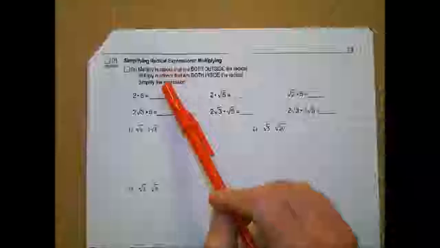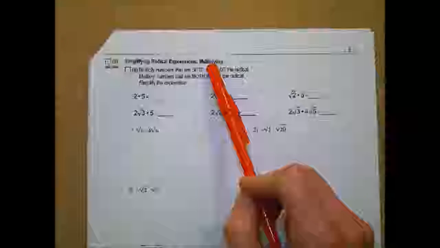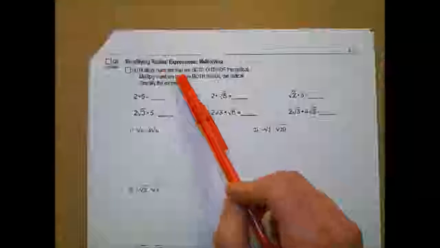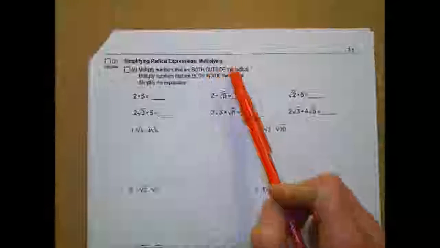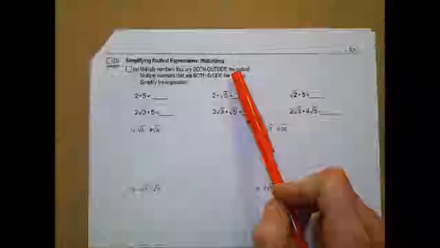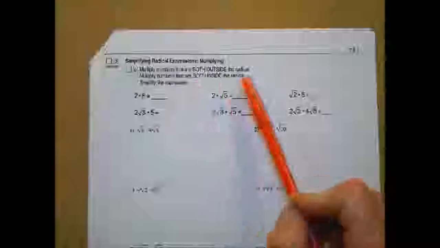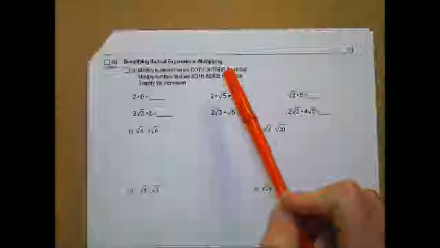All right, number one. We're going to be multiplying here. Before we actually get into some problems, I'm going to show you some examples right here, and you'll look up here, and we kind of get some clues about what we're supposed to do. So when it comes to simplifying radical expressions that involve multiplication, you want to multiply numbers that are both outside the radical. So numbers that are outside the radical get multiplied together. And then you also multiply numbers that are both inside the radical. So you multiply the numbers inside the radical together, and then finally you simplify the expression.